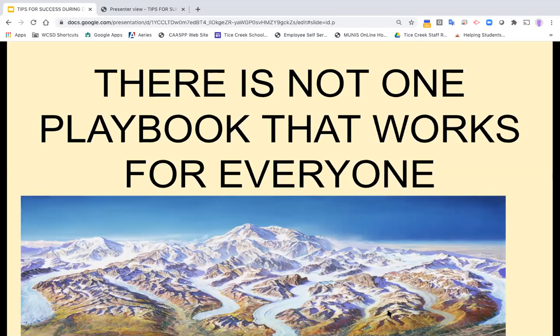So we want to make sure that we're not telling you that this is the one and be-all way to do things, that you have to figure that out. And that, as the picture shows, is there's many ways down this mountain, and you can utilize different slopes and different ways to succeed. So thank you so much.